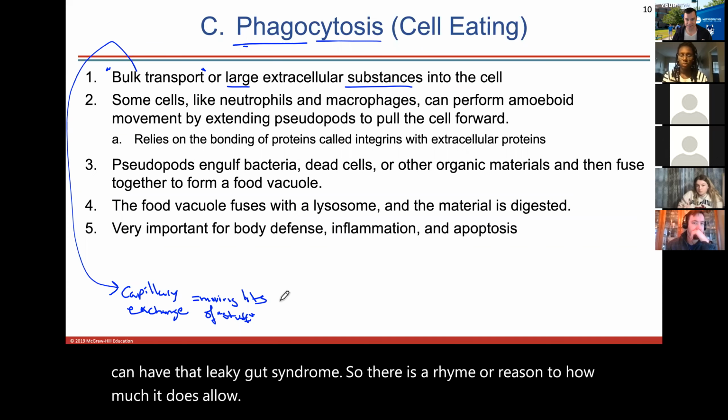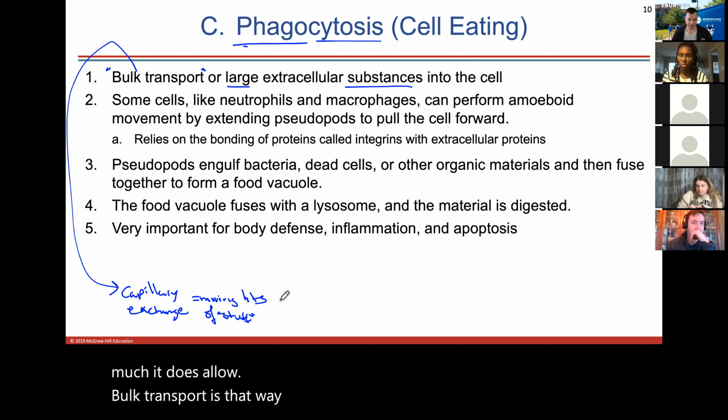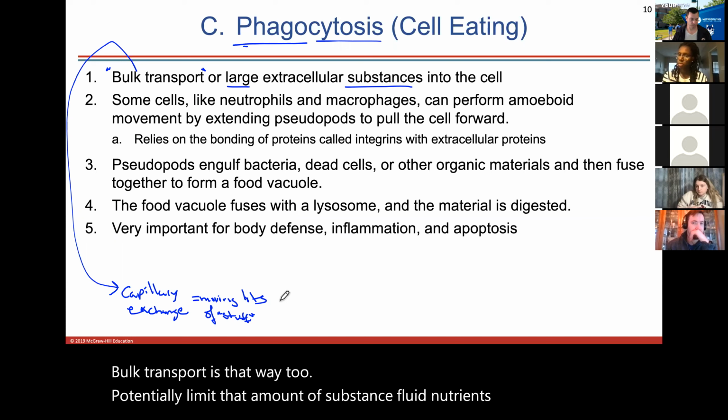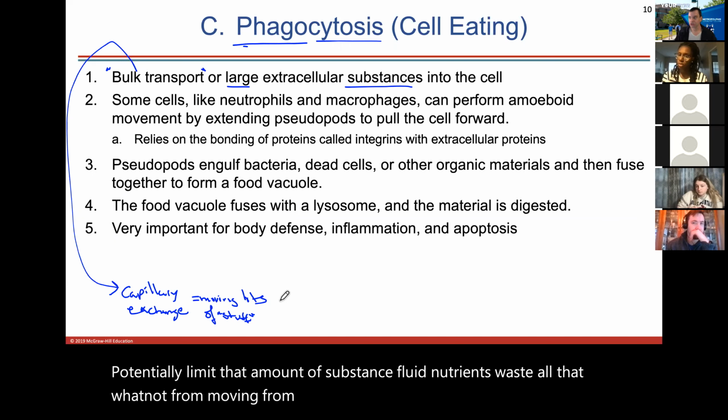Bulk transport is that way to potentially limit that amount of substance, fluid, nutrients, waste, all that whatnot, from moving from one side of the cell to the other side, from the apical to the basal membrane side.